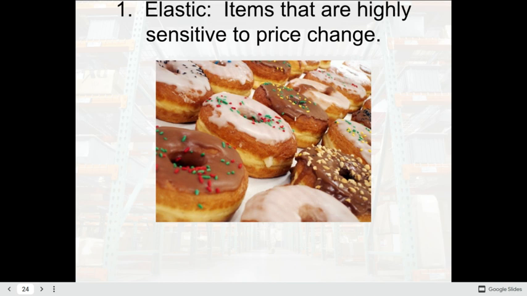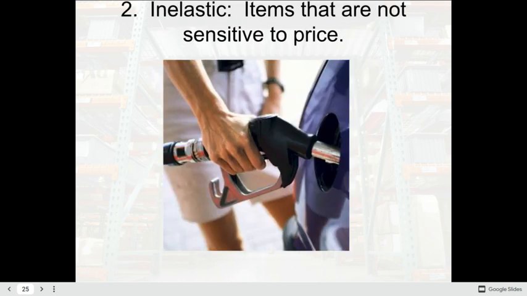Then you have a product that is the opposite of that, and that's known as inelastic. It means the demand is not flexible. And so, one example of that, of course, would be gasoline. If the price of gasoline tomorrow went up to $8 a gallon, maybe those first few days, people are going to say, no, I'm not going to buy it. But if it stayed there for a couple of weeks, eventually everyone is going to have to buy it. And so their demand is inelastic.